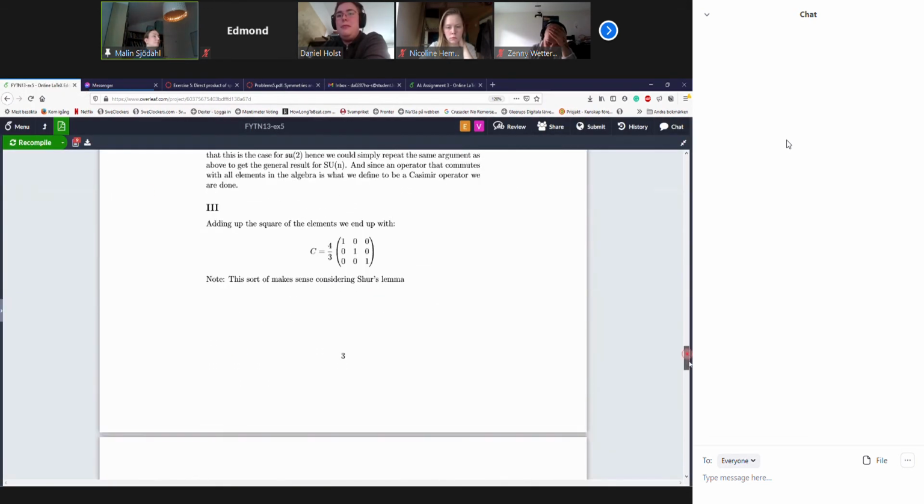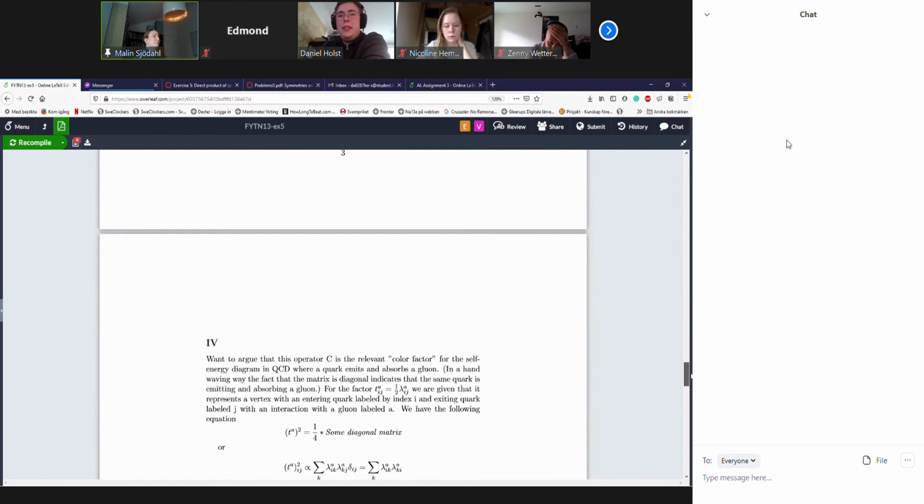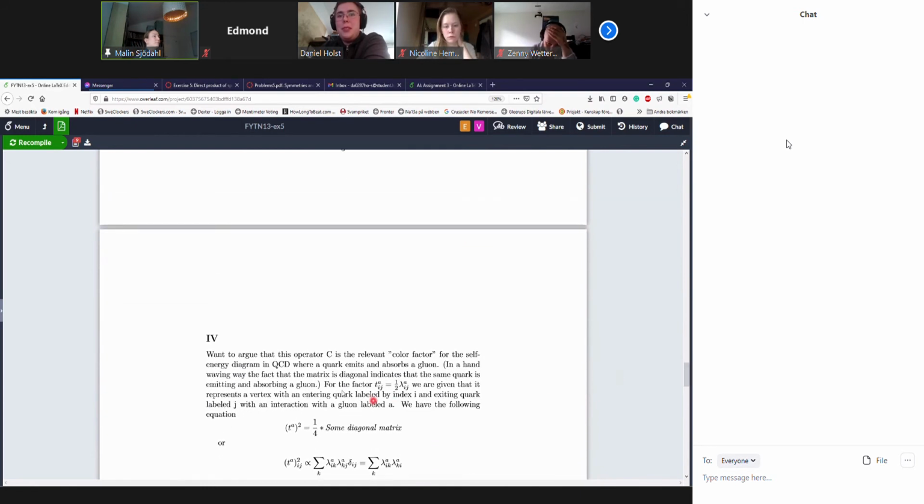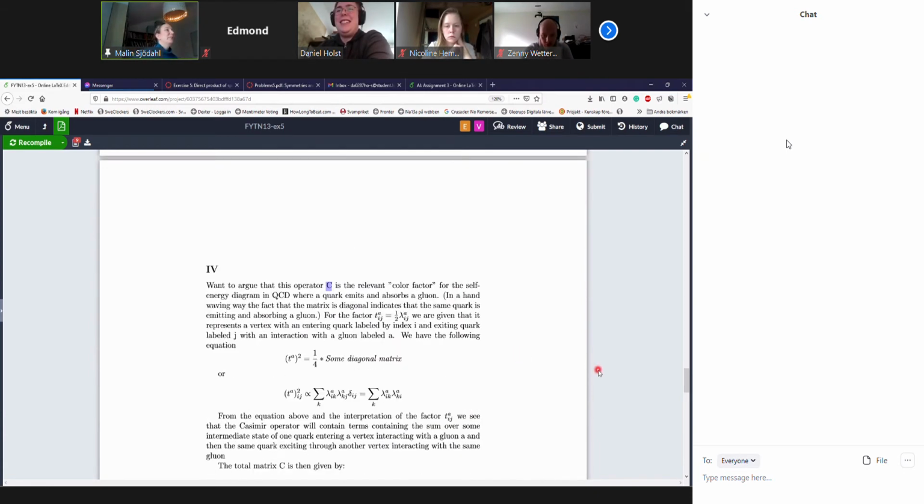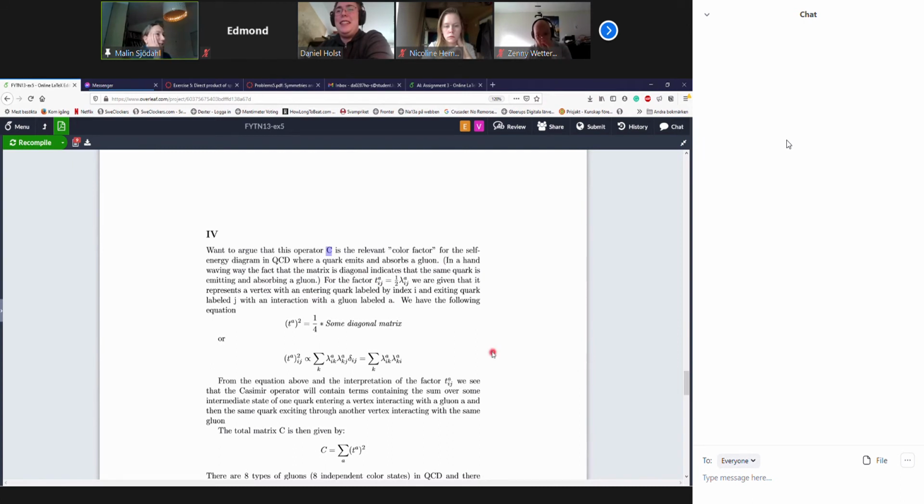Okay, so let's see what we got. Well, first maybe we state some obvious properties. Firstly, we want to use the hand-waving fact that this matrix is diagonal, and somehow that should relate to a quark emitting. You mean not the ij, but the sum of them squared? Yeah, exactly. You had your pointer over the T^A_ij when you said that it was diagonal, and it's not, sorry. Yeah, you mean the figure.